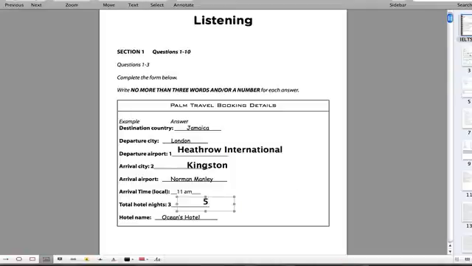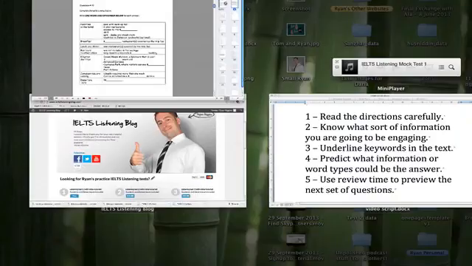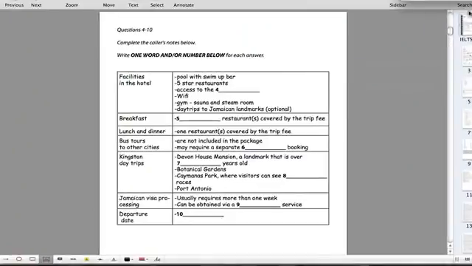Okay, now the recording is going to give us some time to preview the next set of questions. So let's go ahead and do that. Questions 4 to 10. Okay, so we're previewing the questions. We're looking for facilities in the hotel. There's a 5-star restaurant. Access to the, we know this is going to be a noun. Breakfast, this could be a number. This could be the kind of restaurant.